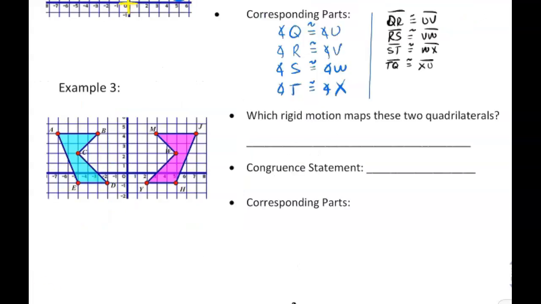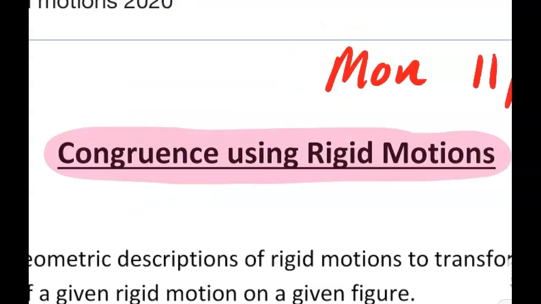Tell us on this next one, which rigid motion maps this one onto this one? And is it reflection, rotation, translation? And if it's one of those things, what are you doing that over? You're going to write that right here. Then you're going to write the congruence statement. What is congruent to what? We won't worry about the corresponding parts for this one. That was your intro to congruence using rigid motions.